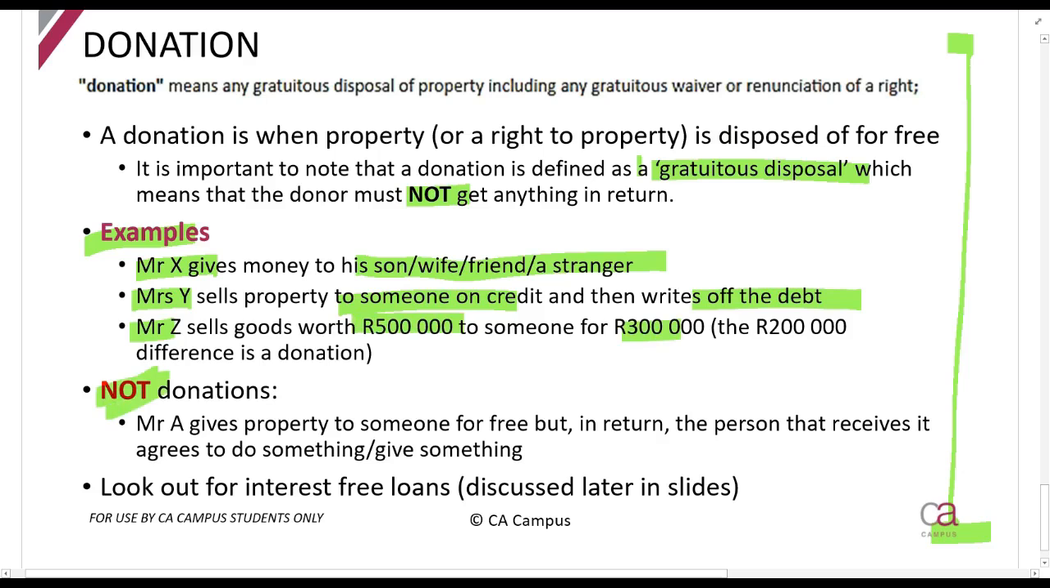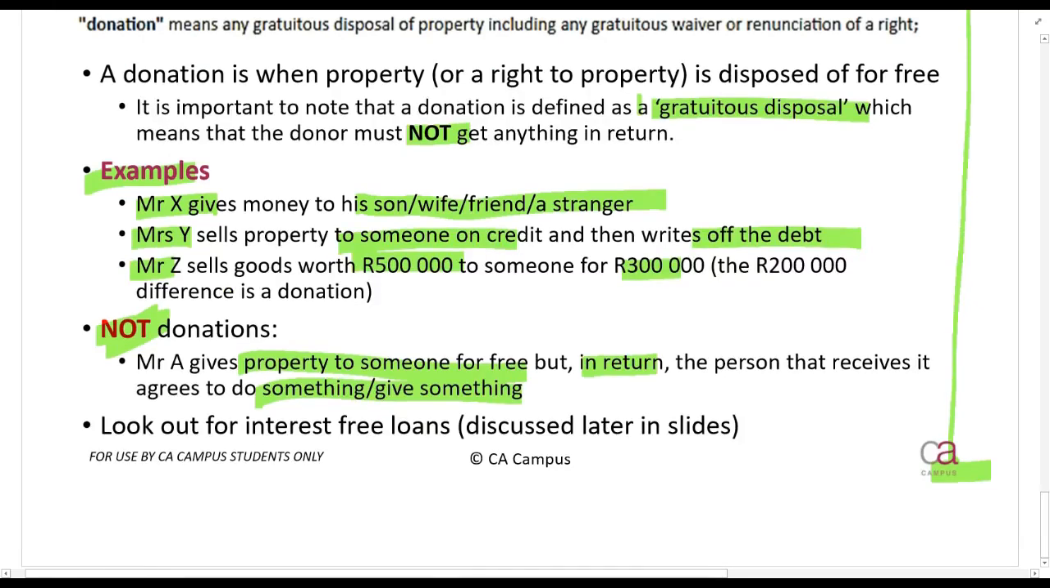What is not a donation? If you give property to someone for free, but in return that person agrees to do something or give something to you, then it is not really free. Right, so those are the basics, guys. Be on the lookout for those.